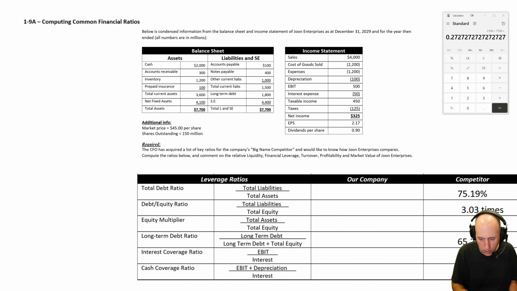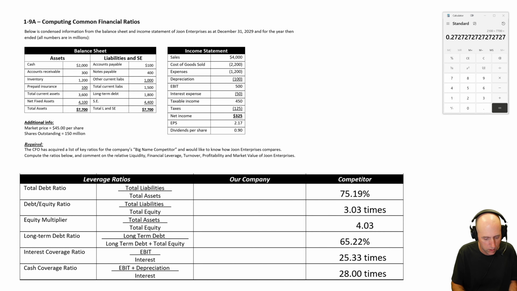Okay, I'm going to slide over and we're going to do the same thing with leverage ratios. So I just scrolled the leverage ratios up to the top here, and let's get after it. Total liabilities divided by total assets. Okay, I got current liabilities. I got long-term debt. There we go. So current plus long-term is total liabilities. And we're going to divide that by total assets.